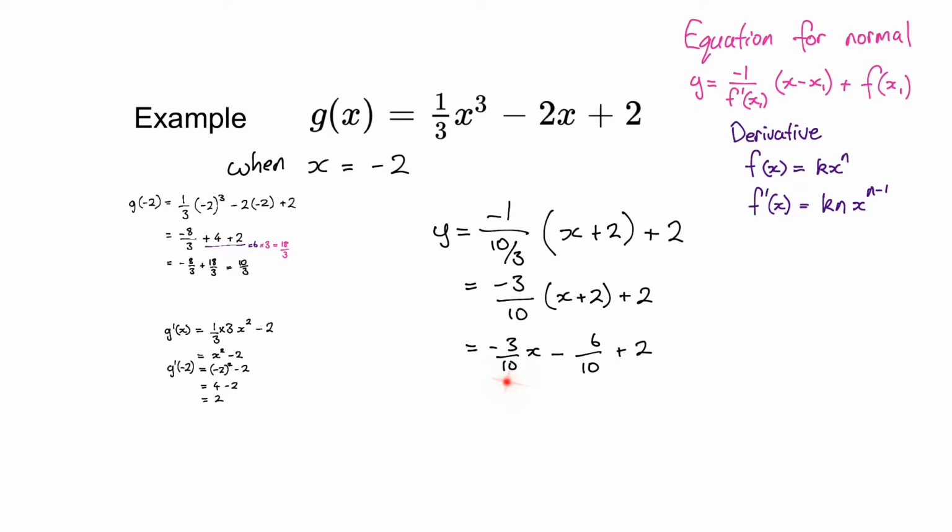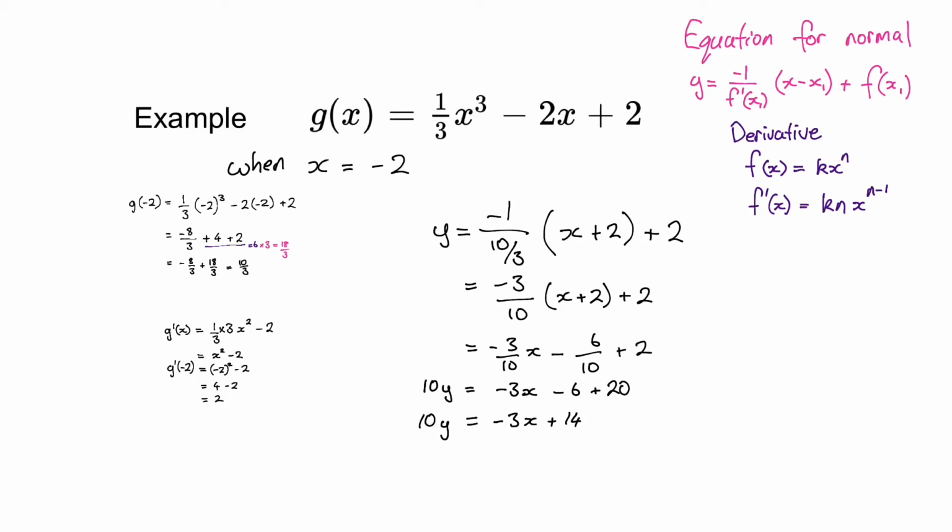Because our 3 here is divided by 10 and our 6 is divided by 10, what we're going to do is times both sides by 10. So we'll end up with 10y is equal to minus 3x minus 6. Because we've timed everything through by 10, that 2 needs to also be times by 10. So 10 times 2 is 20. Now we can just simplify our minus 6 plus 20 is going to give us plus 14. So 10y is equal to minus 3x plus 14. And that's going to be our equation for our normal at the point when x is equal to minus 2.